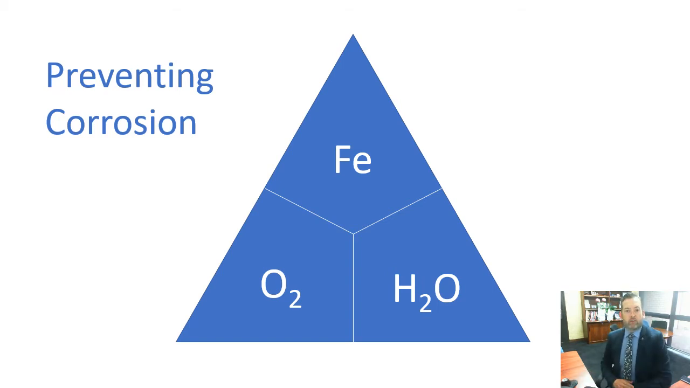It's like the old fire triangle, if you know that one. Fire triangle: fuel and oxygen and heat. Without one of those three things, you can't have fire. Well, for corrosion, it's the same. Without iron, oxygen, or water, you can't have any corrosion. So what does that mean?